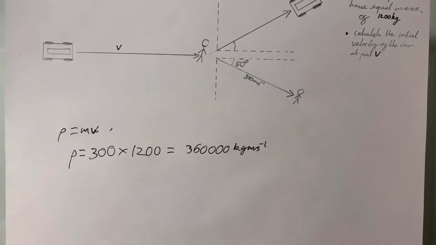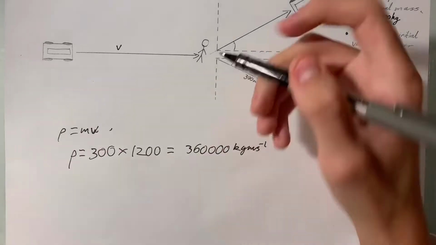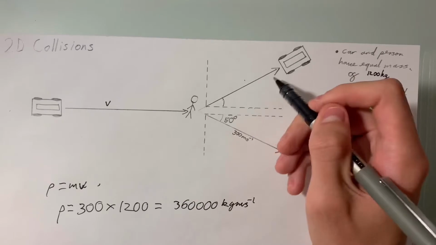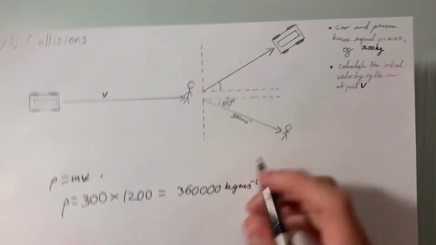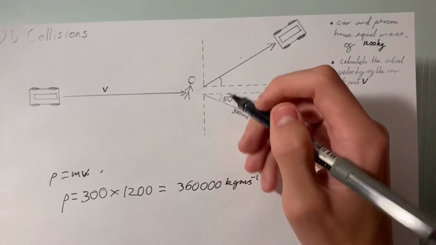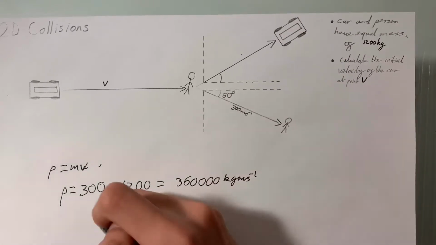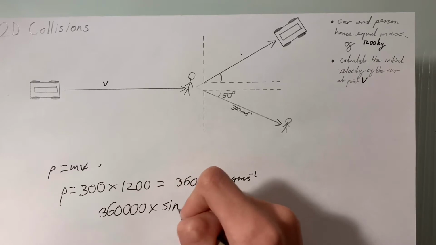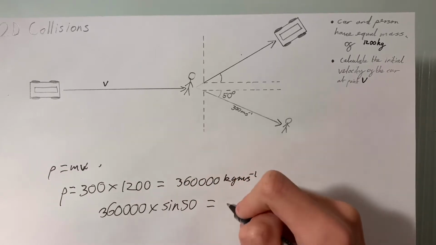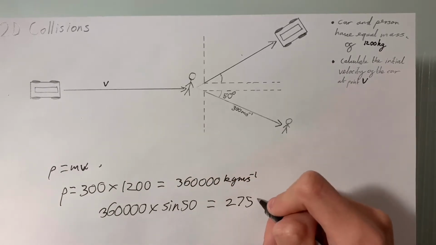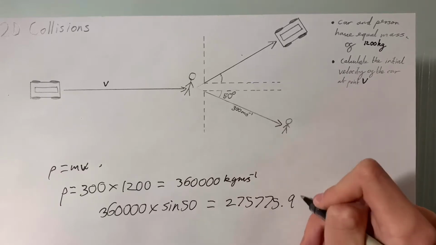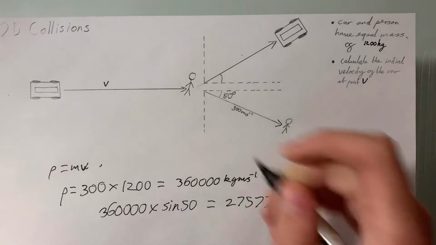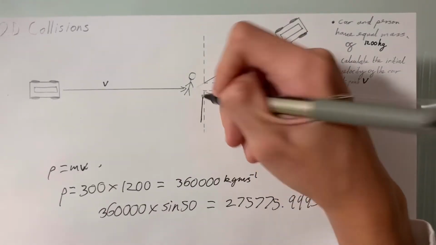Now, what we need to do is work out the vertical momentum of this here, so that we can find the momentum of the car up here. How we're going to do that is by multiplying by sine 50. We're going to do 360,000 times sine 50, which is easy to work out. It's only 275,775.9995 kilograms per second, which is this line here.